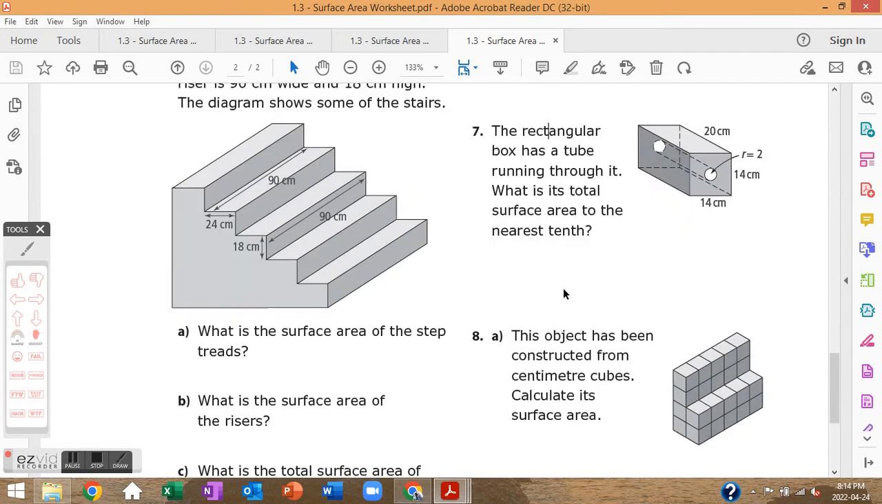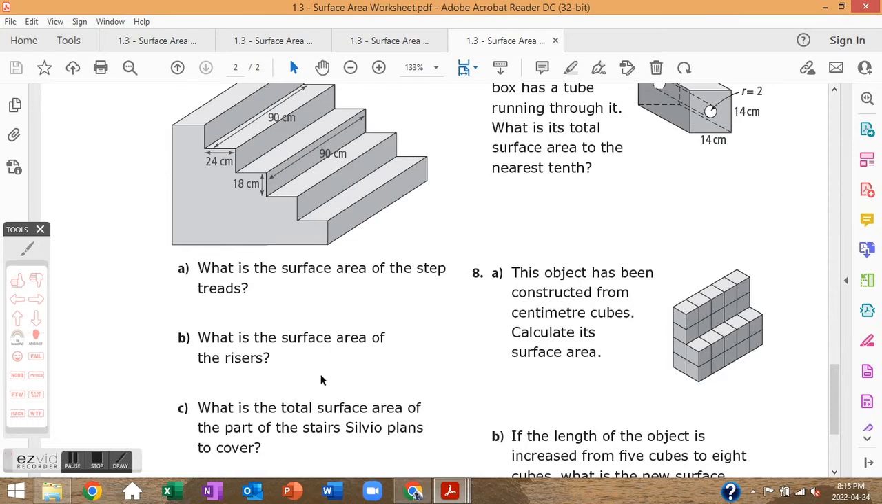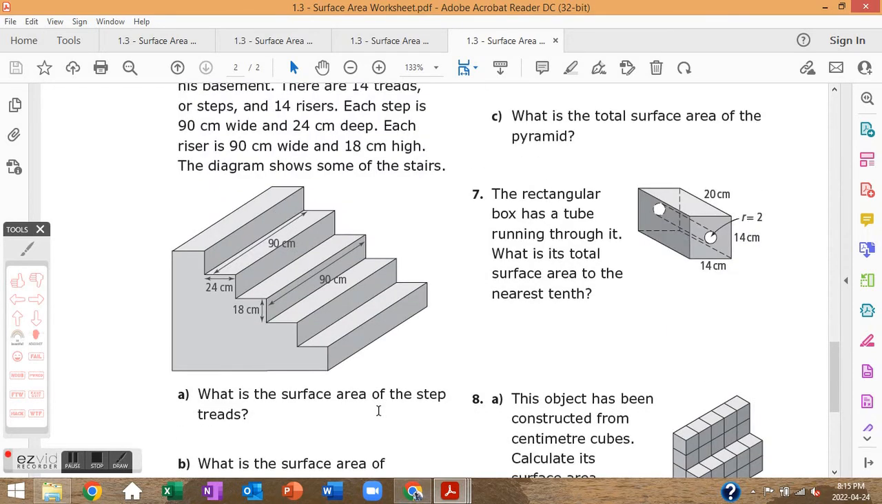Nope, go down here to find the question. What is the surface area of the step treads? So the treads are the part that you walk on. What is the surface area of the risers? Those are the area that you would stub your toe on. And then what is the total surface area of the part of the stairs Silvio plans to cover up?